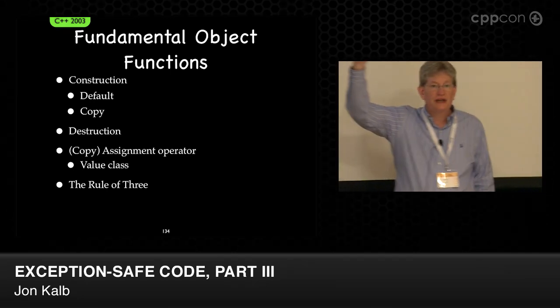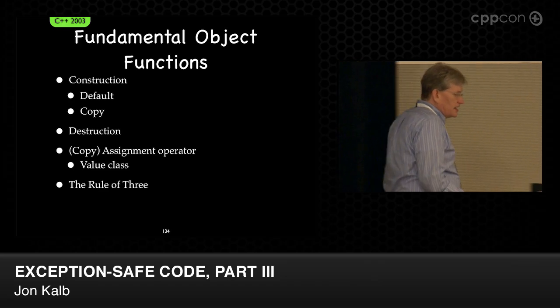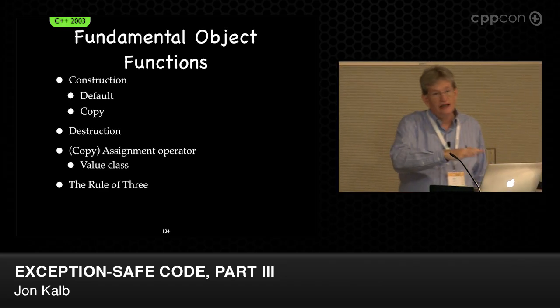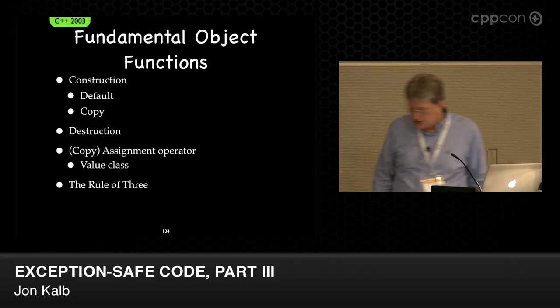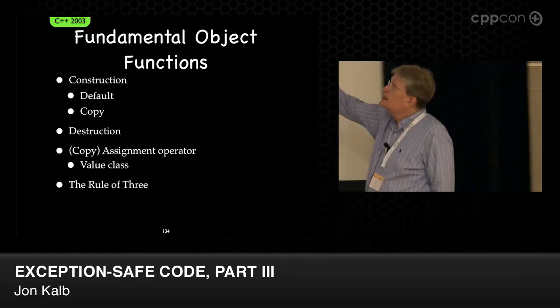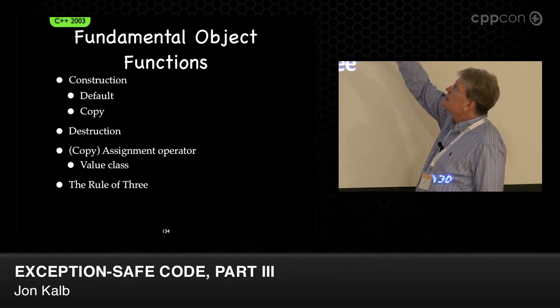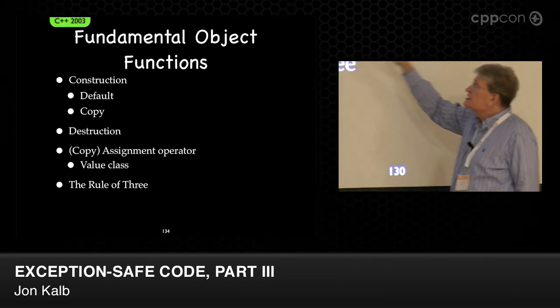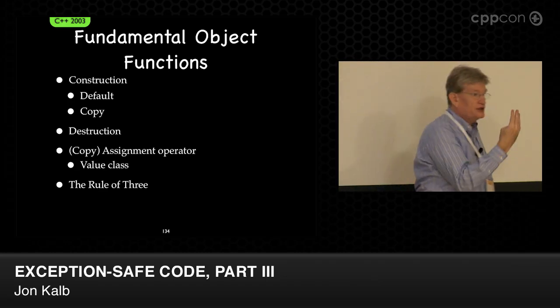How many of you know what the rule of three is? OK, you guys need to read more of Scott Meyers's books. Although the rule of three is obsolete now, it's from 2003. But the rule of three essentially says that if you write a copy constructor, then you also need to write a destructor and copy assignment. And if you write copy assignment, then you need to write the destructor and all three of those. You either write none or all.